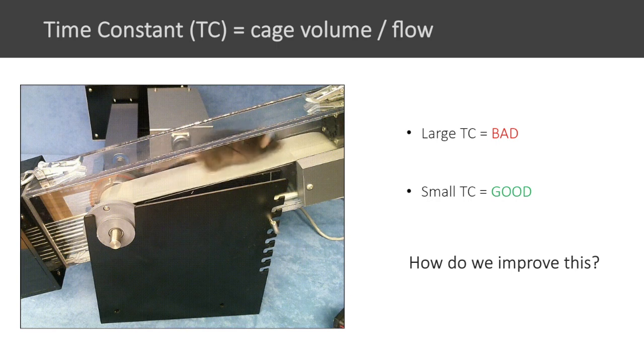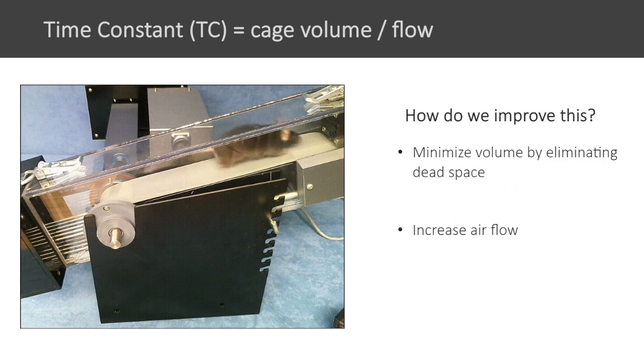Mathematically, the time constant is simply the volume of the cage divided by the flow of air through it. Large time constant, large damping effect. Small time constant, small damping effect. And the smaller the damping, the closer our measured signal is to the true signal. So what can we do to improve this?